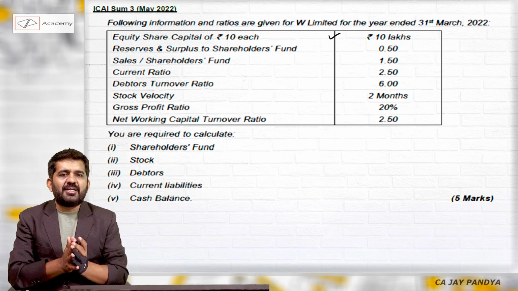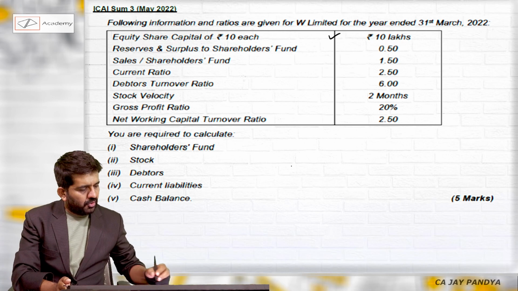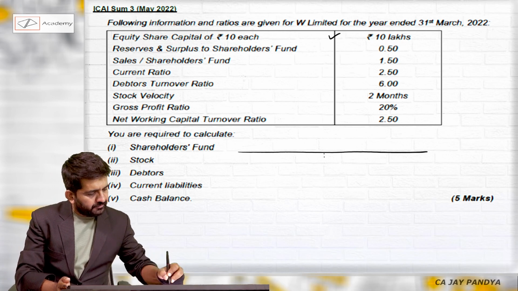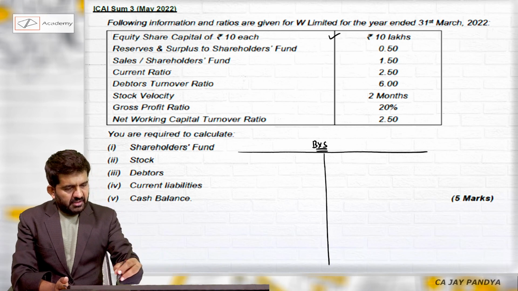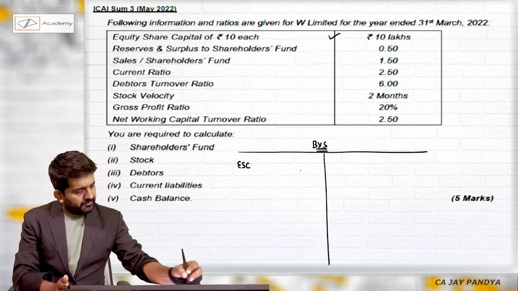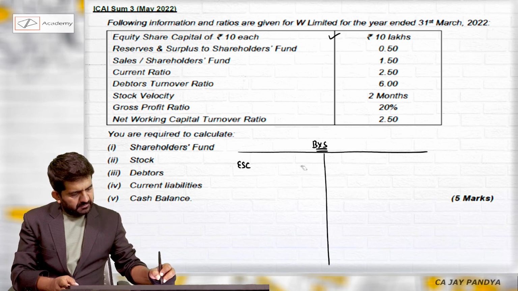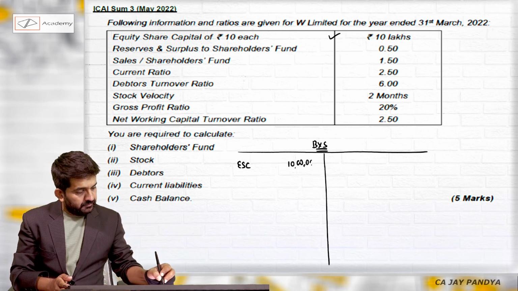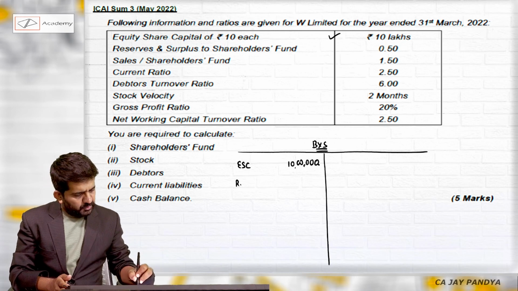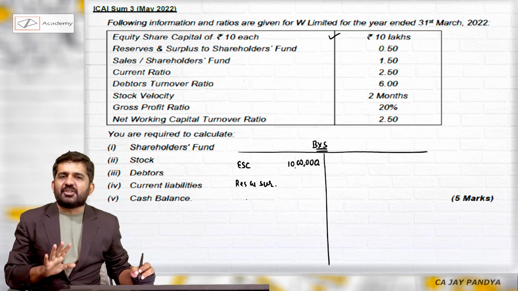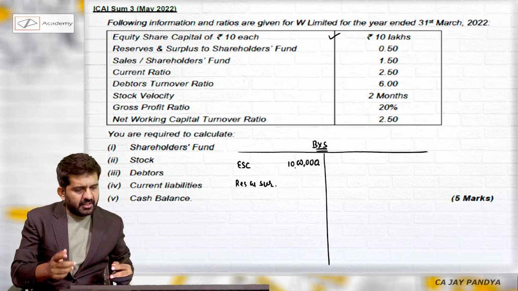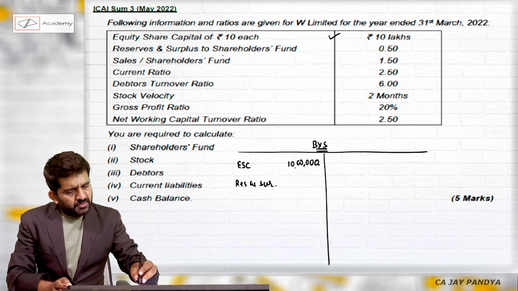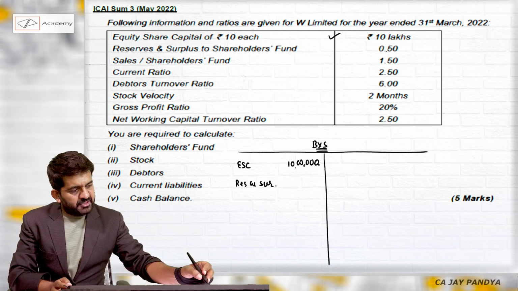See, even if the balance sheet is not asked, I can always draw a balance sheet for my information. Draw it as a working note, as a rough work. I am having equity share capital of 10 lakhs rupees. And I know there is reserves and surplus. I will not make it mandatory to tally this balance sheet, but whatever I can get from this T idea or balance sheet idea, I can take it. Reserves and surplus to shareholders fund is 0.50.